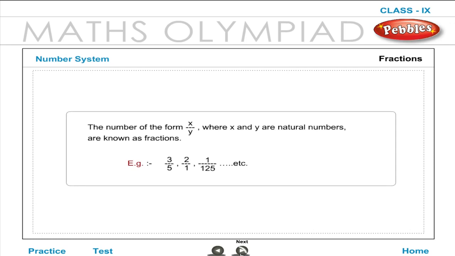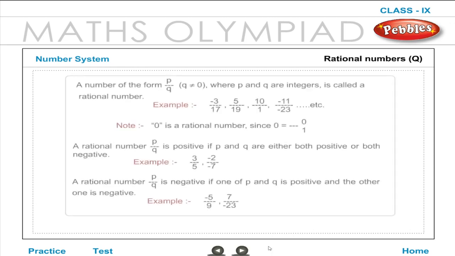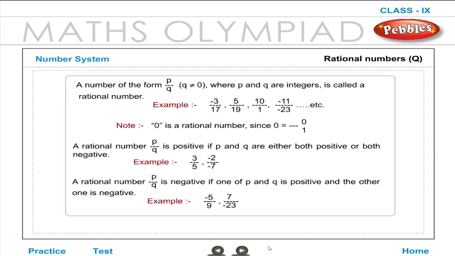Fractions. The numbers of the form x by y, where x and y are natural numbers, are known as fractions. Example: 3 by 5, 2 by 1, 1 by 125, etc. Rational numbers, denoted by Q. A number of the form p by q, where q is not equal to 0, and p and q are integers, is called a rational number. Example: -3 by 17, 5 by 19, 10 by 1, -11 by -23, etc.